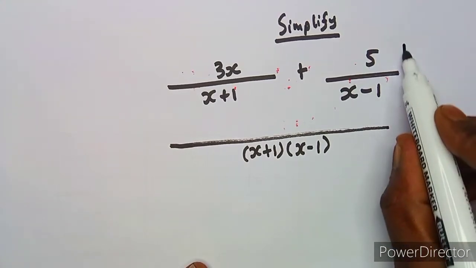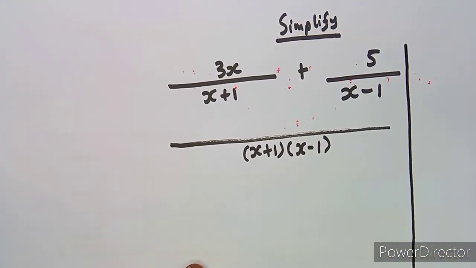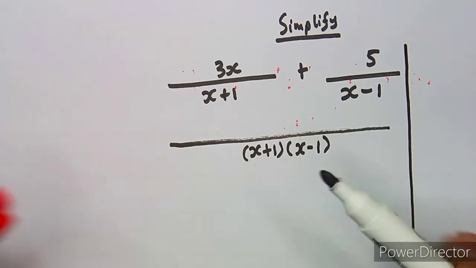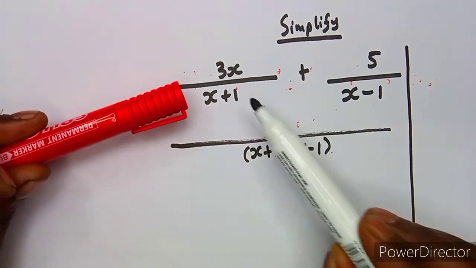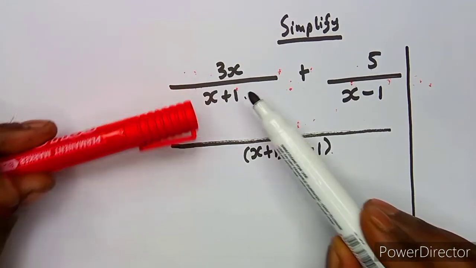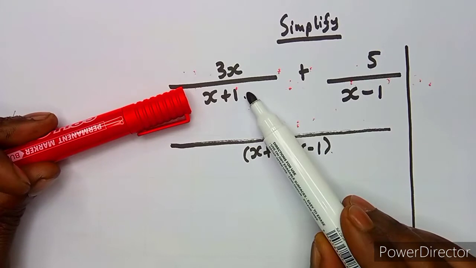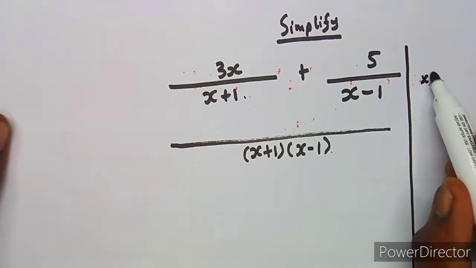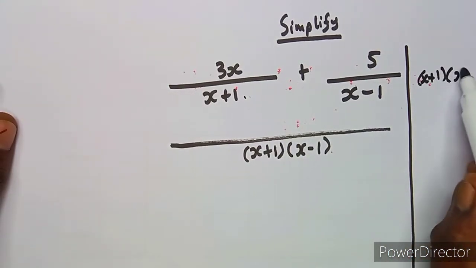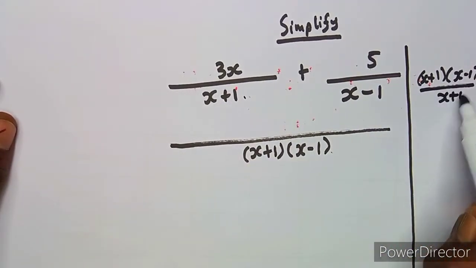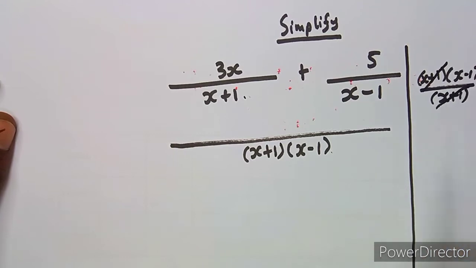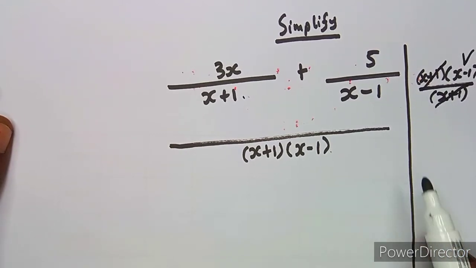So how do I go about adding these two? This is what you're going to do. Take note, you divide the LCD by the denominator of the first fraction. The LCD is x plus 1 into x minus 1. You divide by the denominator, which is x plus 1. If you divide, as you can see, these two cancel, guys. You're going to be left with x minus 1.